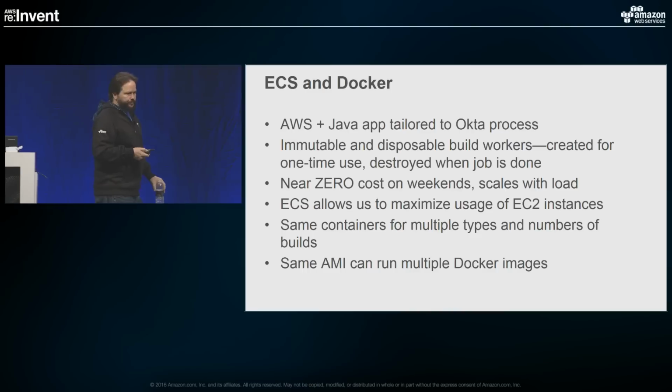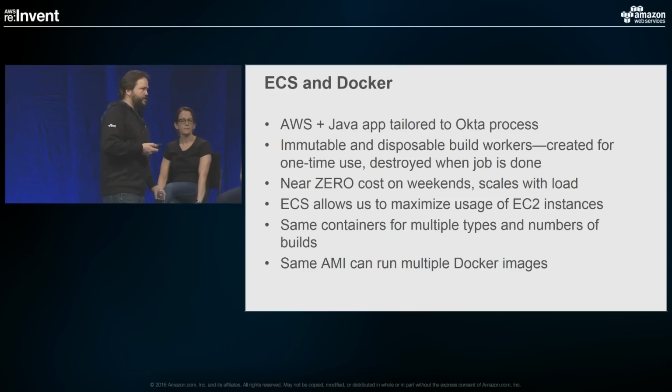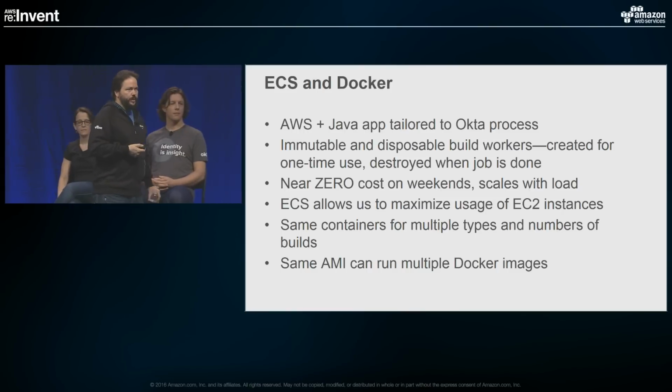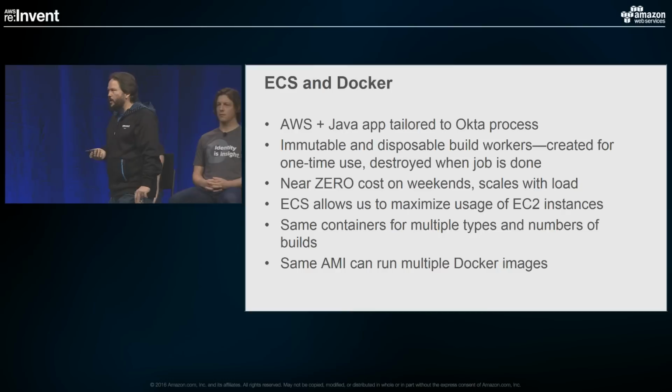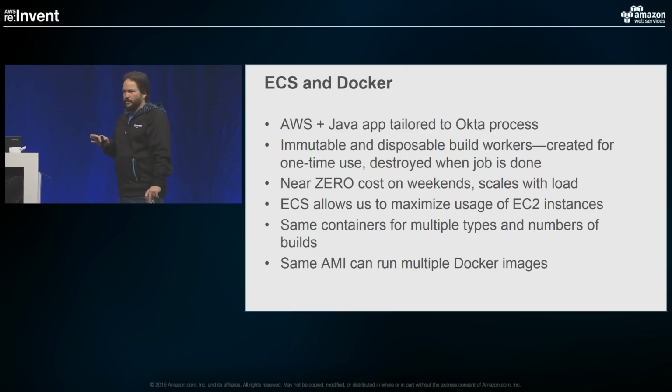By using ECS and Docker, we got immutable and disposable build workers. We launch them in a matter of seconds, and then we destroy them when we're done. We get almost zero cost on weekends. I'll show you a graph later. We can scale all the way up to as many as we need, several hundred, and then drop it down to running nothing on the weekends, or even nothing at lunchtime, or nothing at the end of the day.